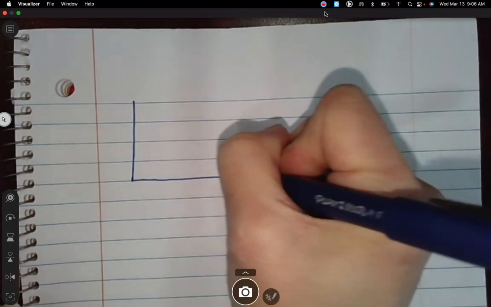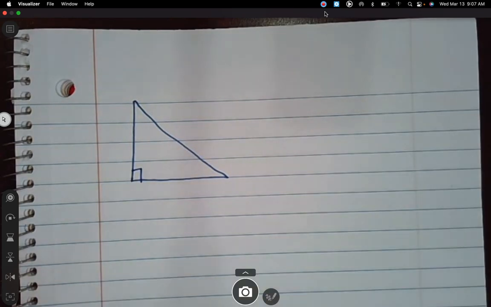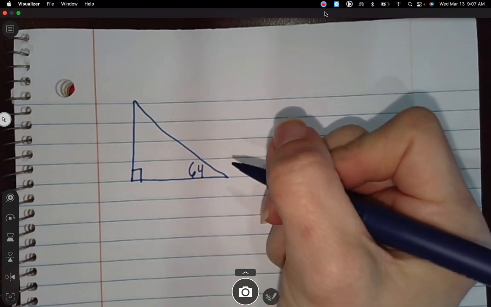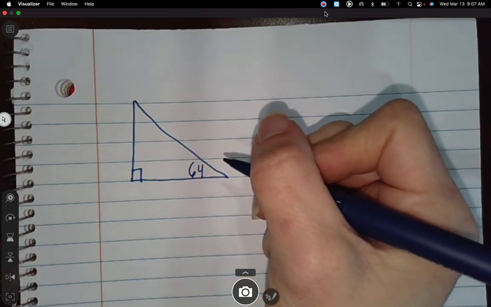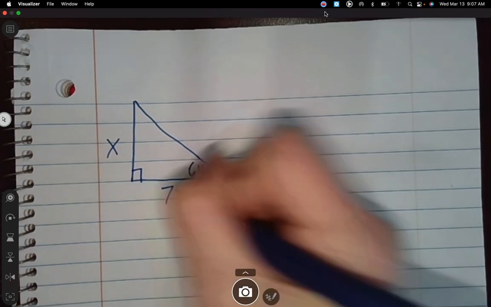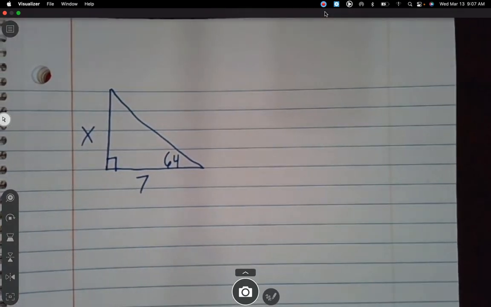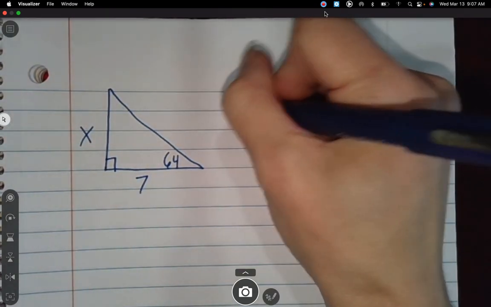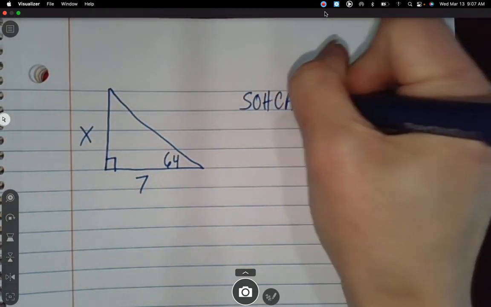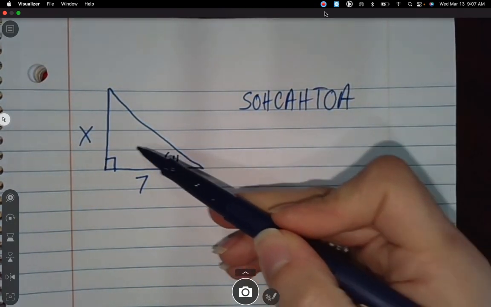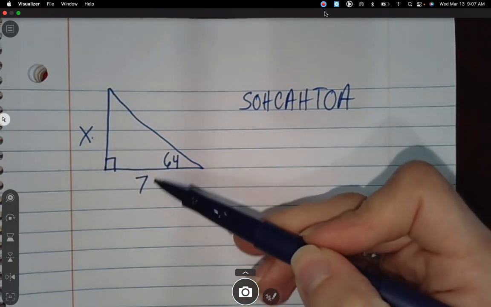Say that I have this right triangle. Y'all make sure you're listening. And I know that this is 64 degrees. This is X. And this is 7. Okay? I'm going to use SOHCAHTOA to find out what the side length is. That's what we've been looking for, all like with Pythagorean theorem and this side length. So do I use sine, cosine, or tangent? So I'm looking at the opposite and the adjacent.